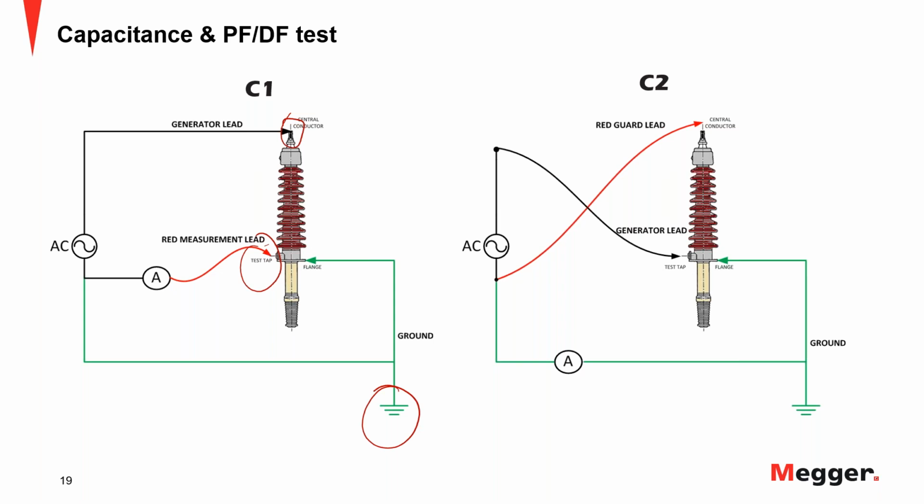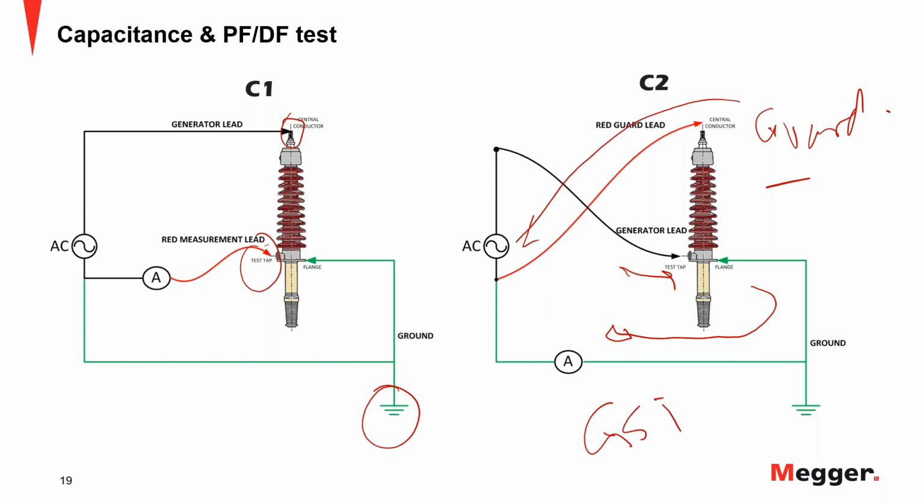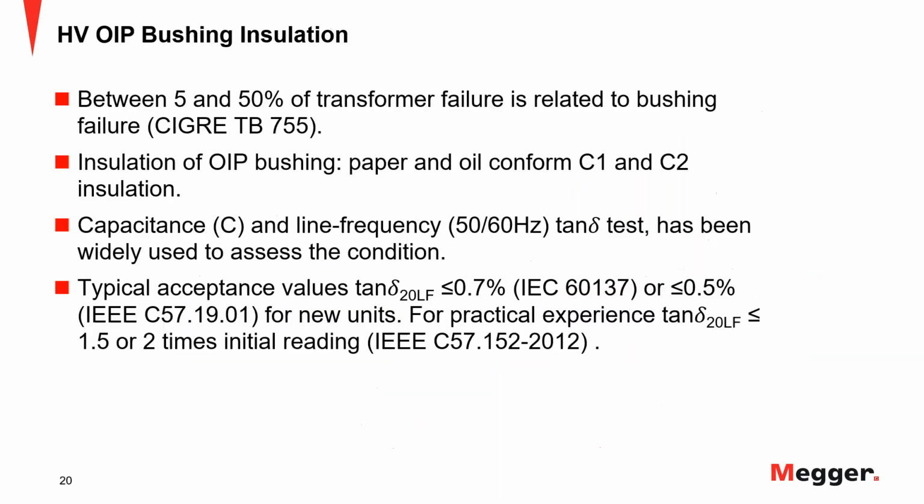When you do the C2 test, you will swap the leads. Basically, you will inject voltage through the test tap, and you will measure through the central conductor. And actually, the measurement will be through ground, because this is a GST. So this red lead here will be on guard, okay? And the measurement will be on a GST, right, through ground. So the ammeter will be there.